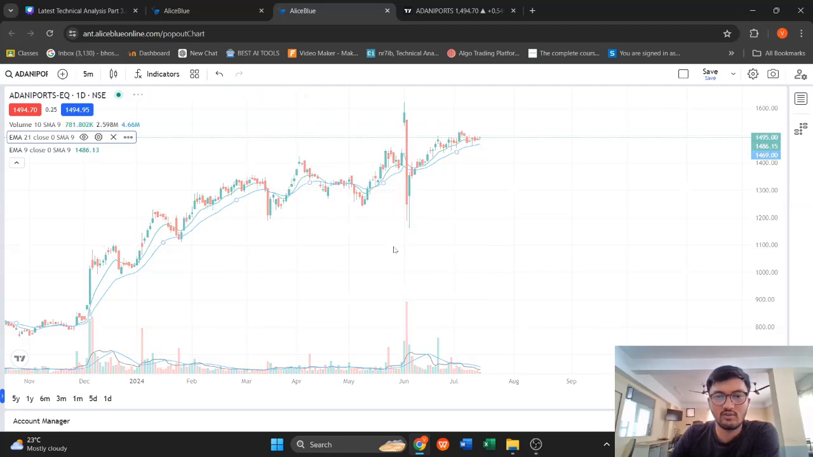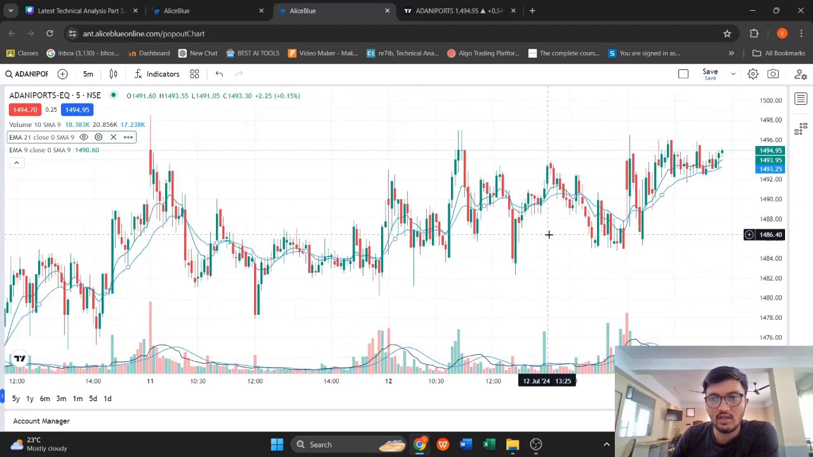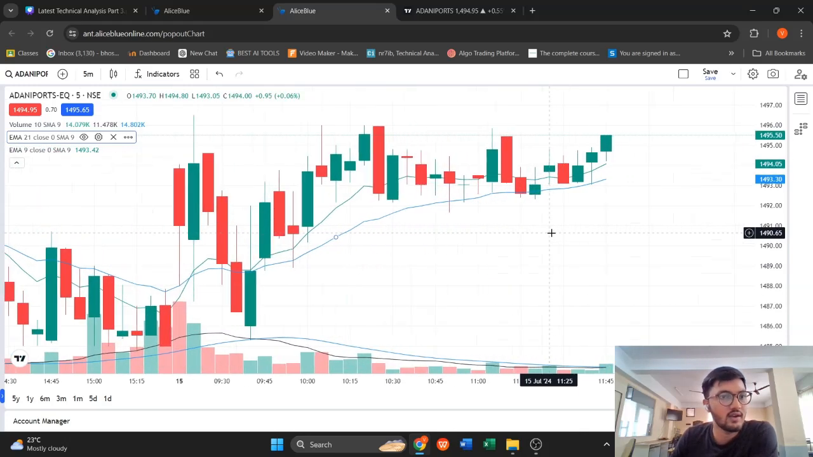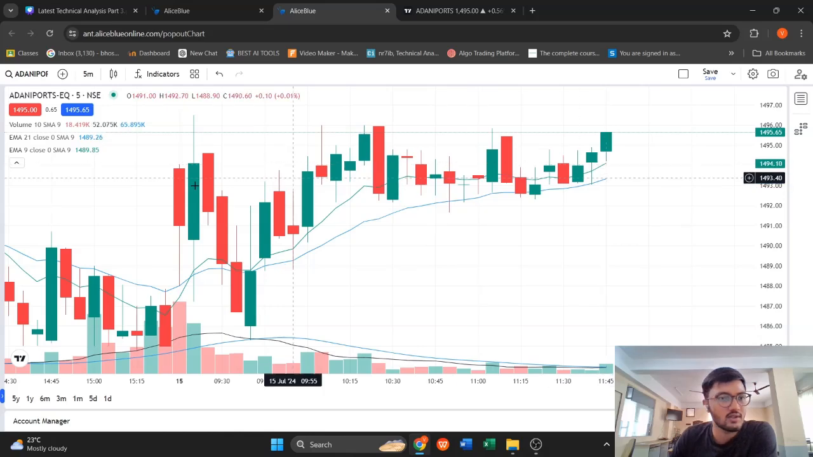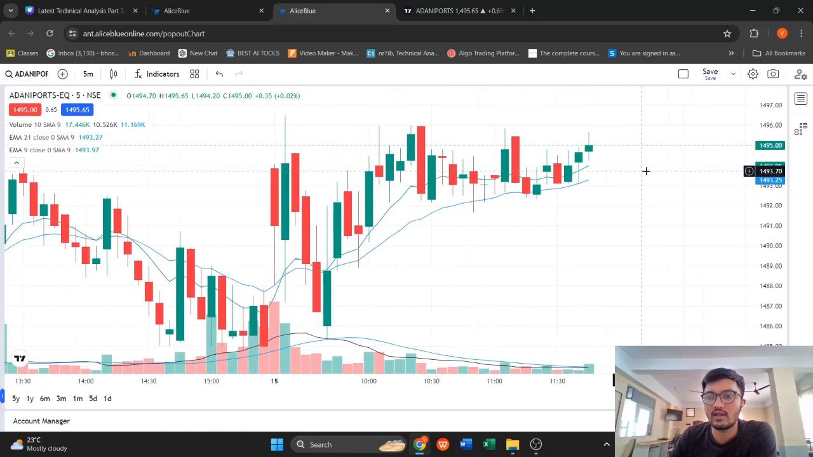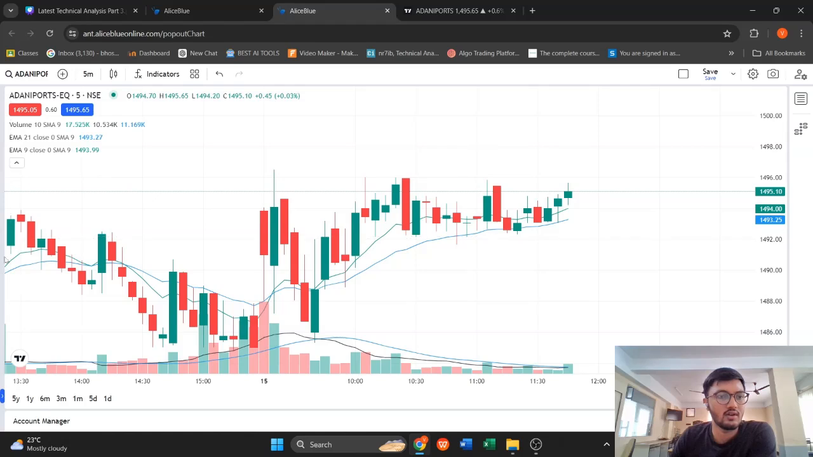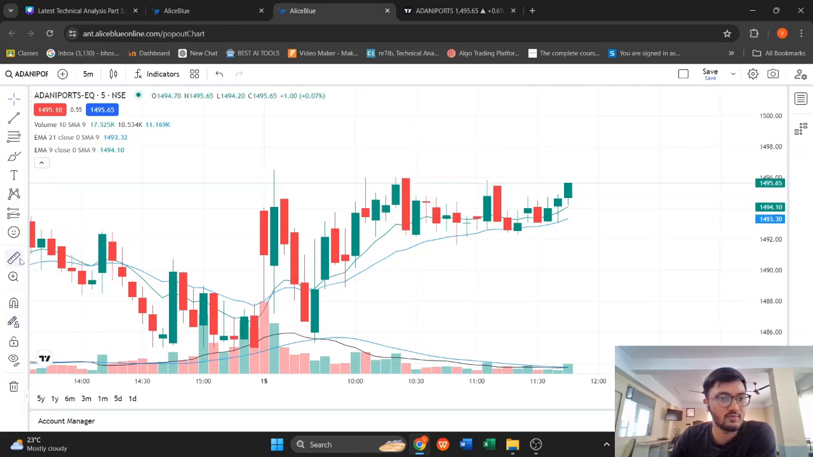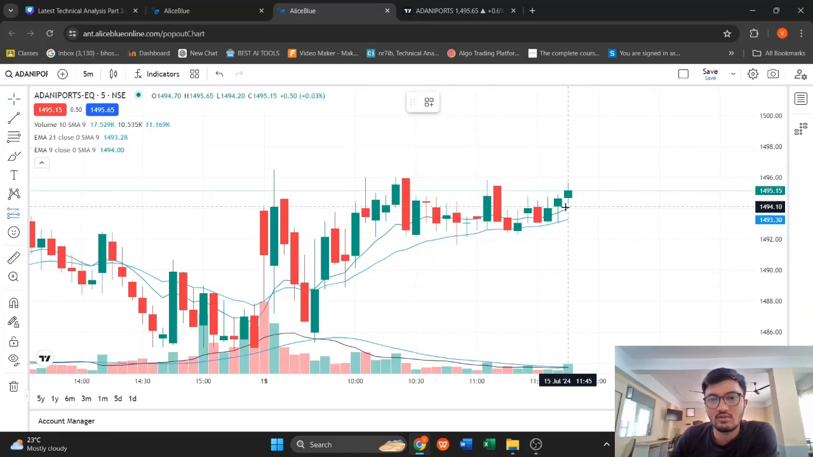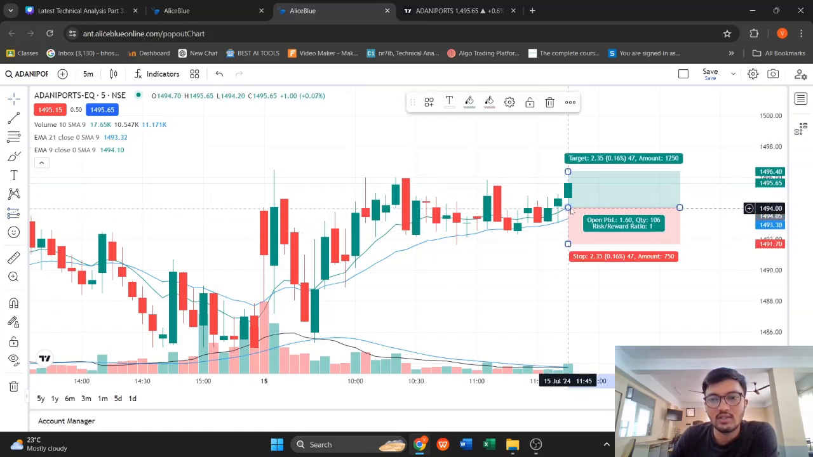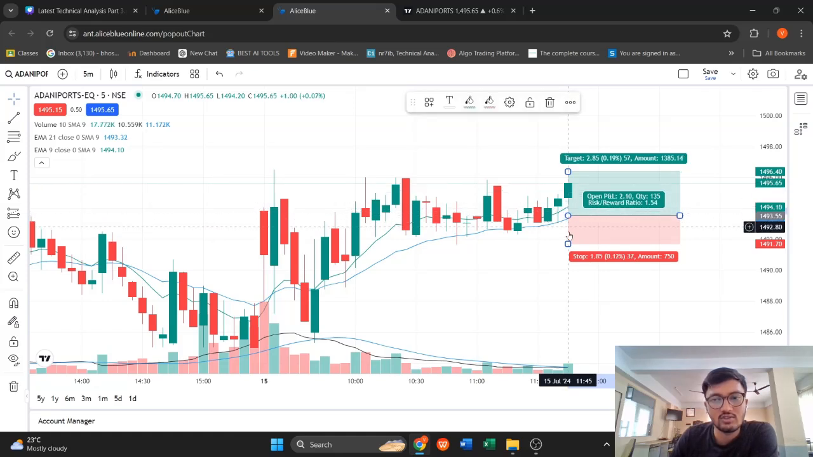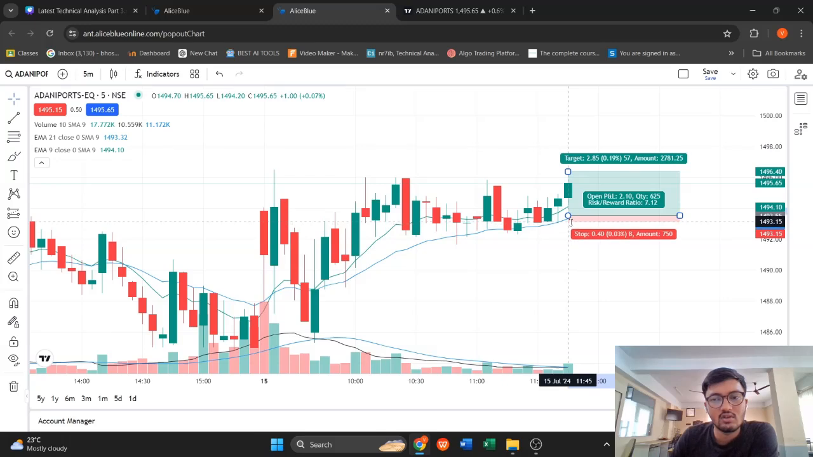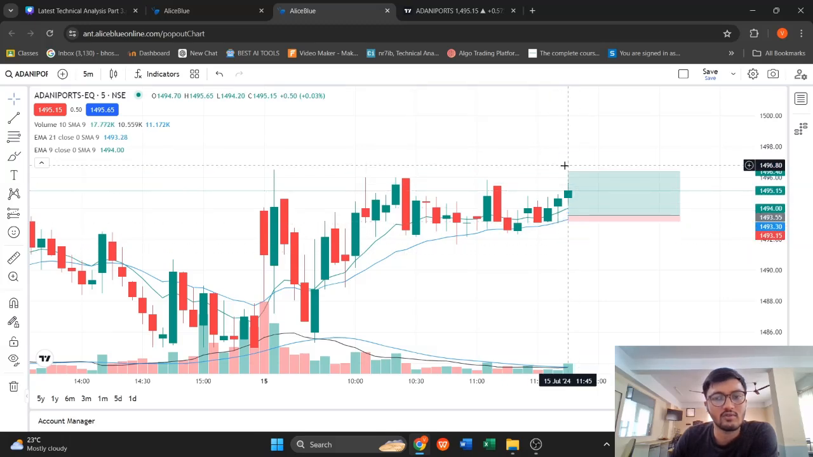So I'll just stick to a 5 minute time frame, and let's see what trade we can get. At this particular price, you can see it is taking support at the 9 EMA, and the stock actually is moving up. Take a long position. You can set your stop loss just below these EMAs, and with very small stop losses, you can make a good profit out of these trades.